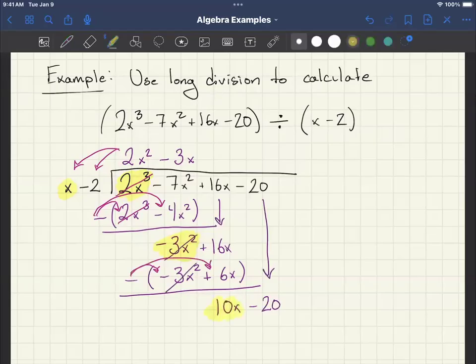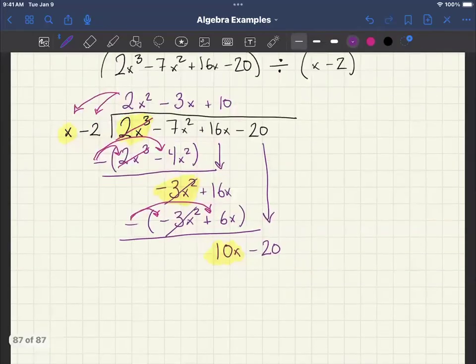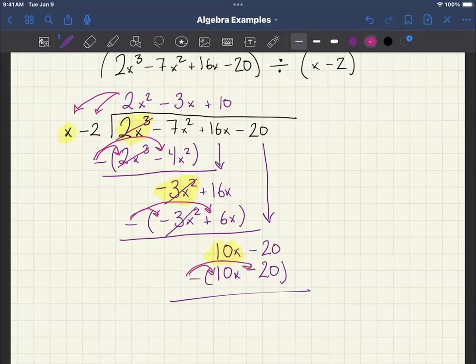Last step, last 2 terms, we want to figure out what we multiply x by to get 10x. That is going to be multiplied by a positive 10. So that is going to give us our 10x minus 20. Again, we need that friendly parentheses because that negative sign distributes. And actually, in this case, both terms are going to cancel, and we get a 0. And this is our remainder.